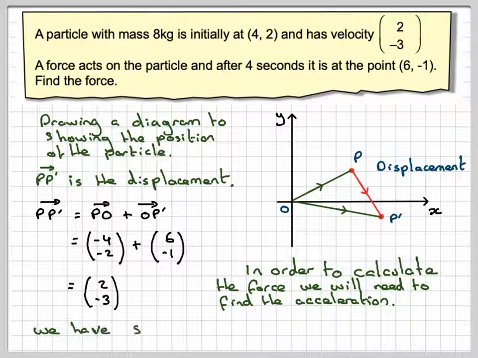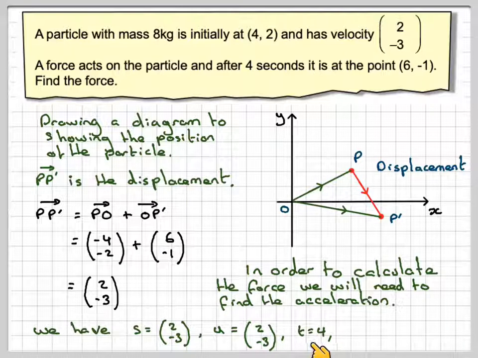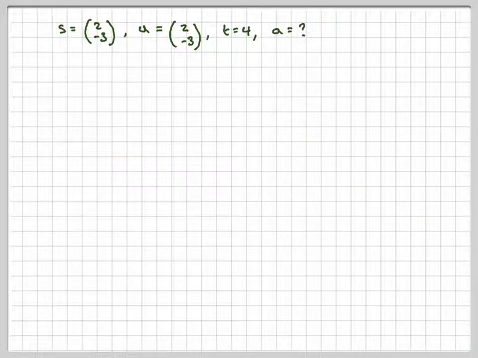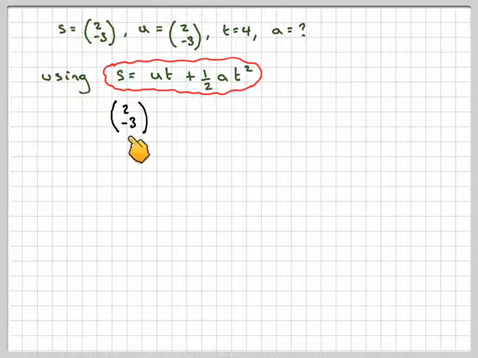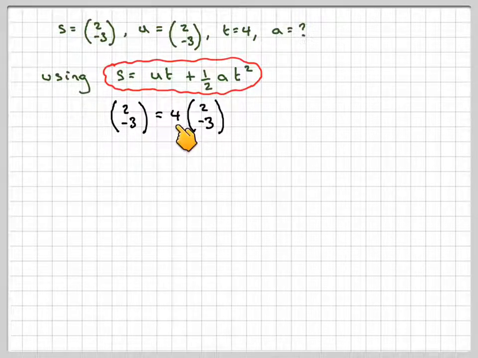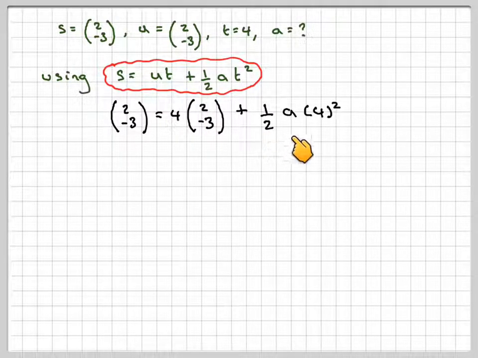So as vectors, we have the displacement, which is (2, -3). The initial velocity is also (2, -3). The time is equal to 4, that's a scalar quantity, and we need to find the acceleration. So writing that out again, and now using s = ut + a half at squared in order to calculate a, we have (2, -3) is equal to the time, 4, times (2, -3), which is the initial velocity, plus a half times the acceleration, what we need to find, times the time squared.